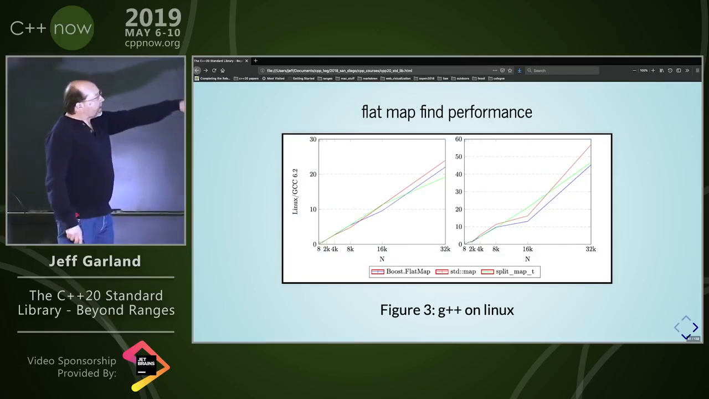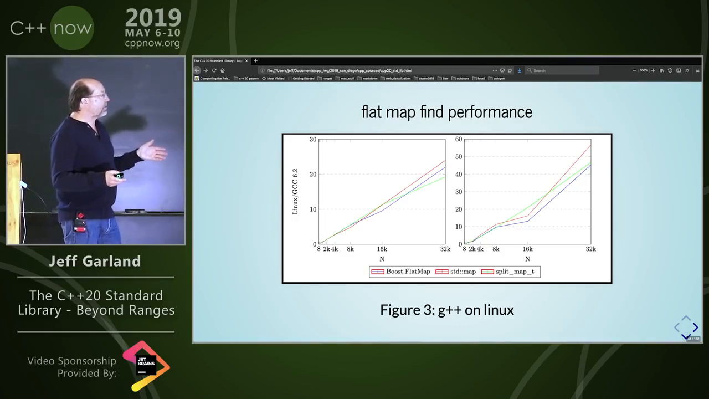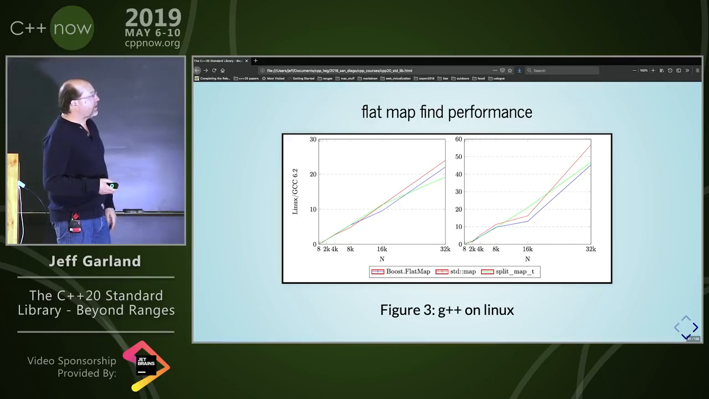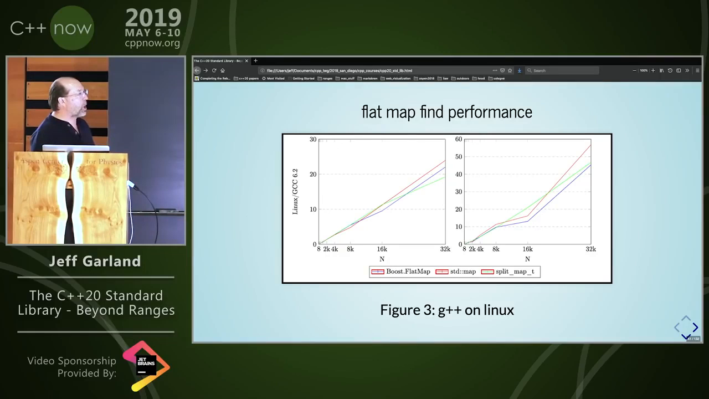So this is the same thing again with find. Of course this is the key thing that you're going to do with maps and sets and so forth: do a find. And as you can see, the performance is somewhat similar, and you can see at the end there on the right-hand side, the standard map is falling behind by a relatively substantial margin.